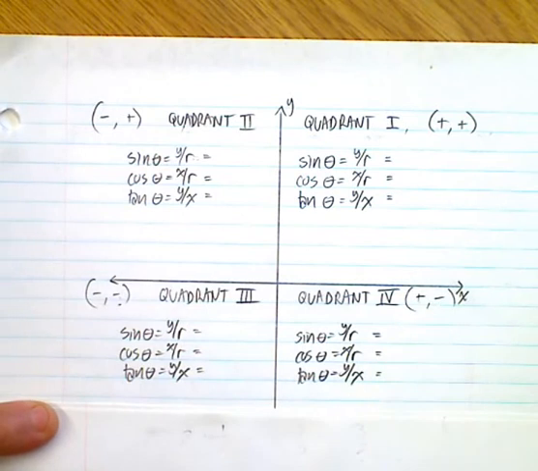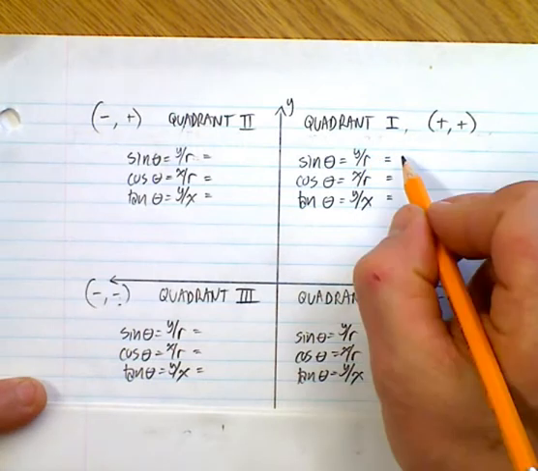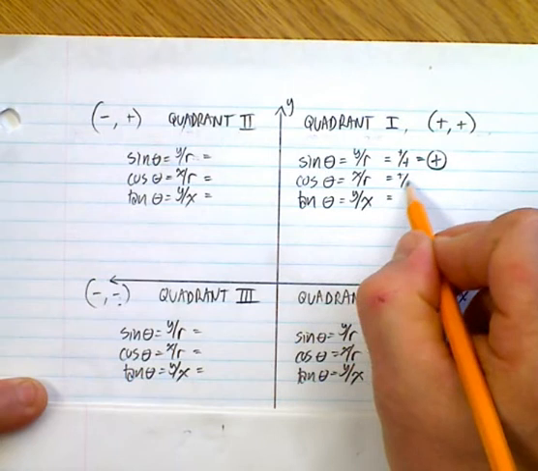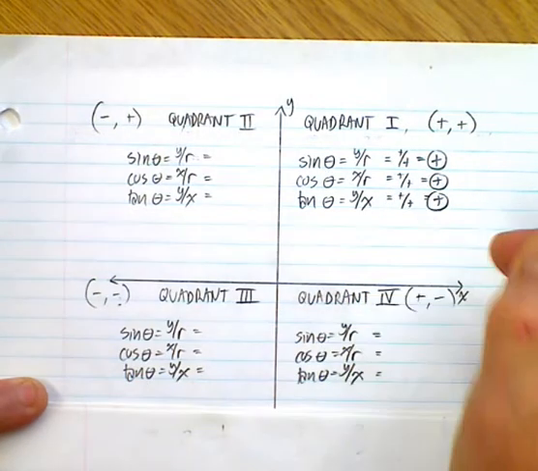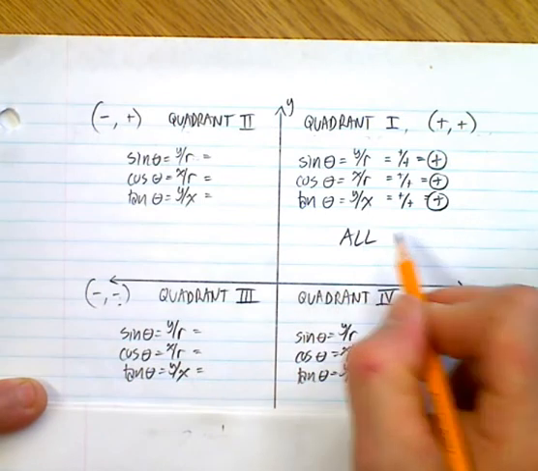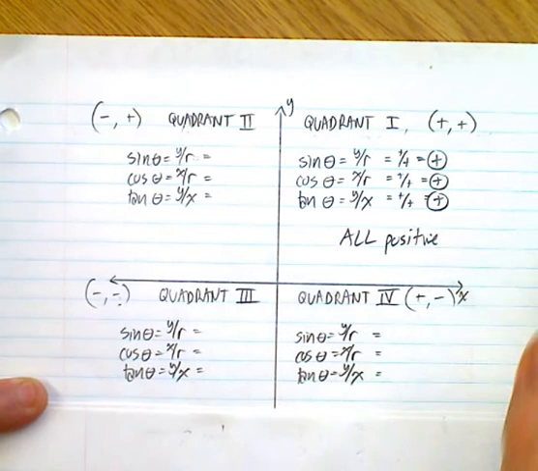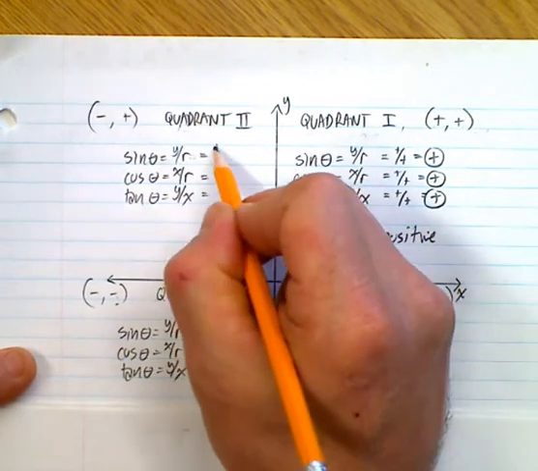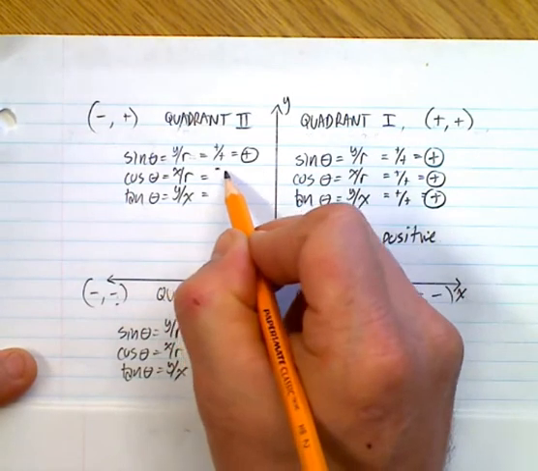So what I wanted you to look at here was, in this case, y over r. It's going to be a plus over a plus, which is a plus. Here, these are all going to be a plus because everything is positive on this side. So all are positive. In this side, my y is positive, but my x is negative. So this is a plus over a plus, so that's a plus.